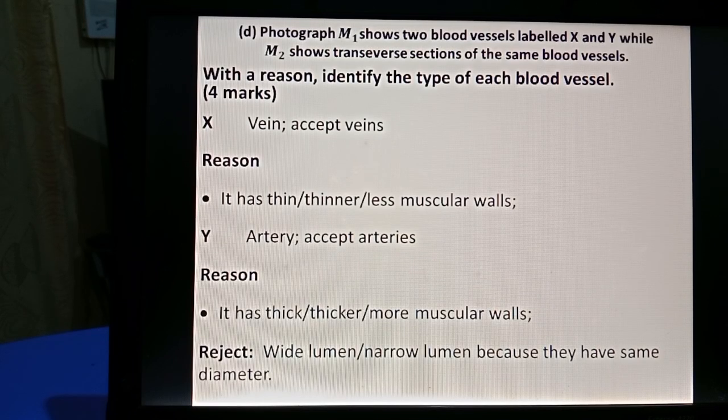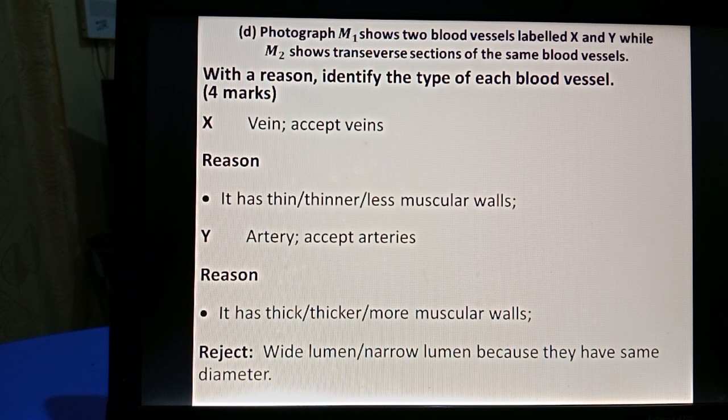Photograph M1 shows 2 blood vessels labeled X and Y, while M2 shows transverse sections of the same blood vessels. With a reason, identify the type of each blood vessel. 4 marks. X is vein, accept veins, because there are 2. Reason, it has thin walls, or it has thinner, or it has less muscular walls.